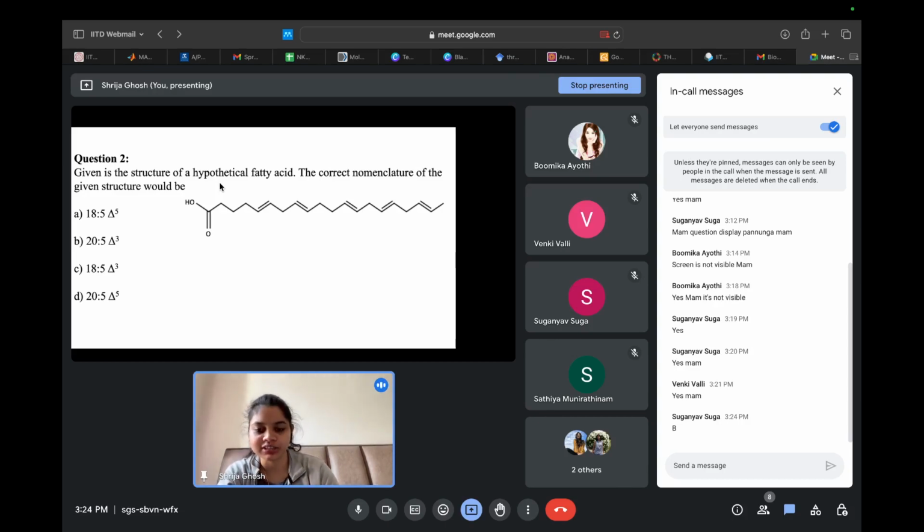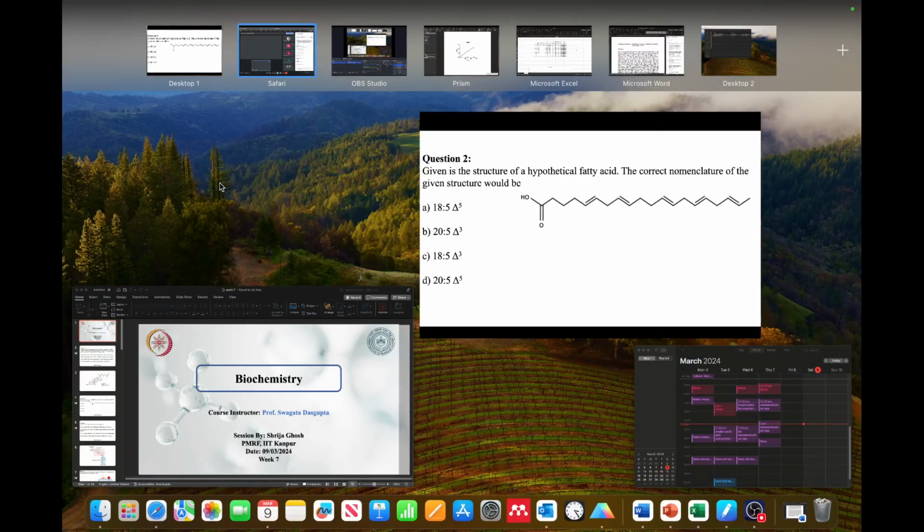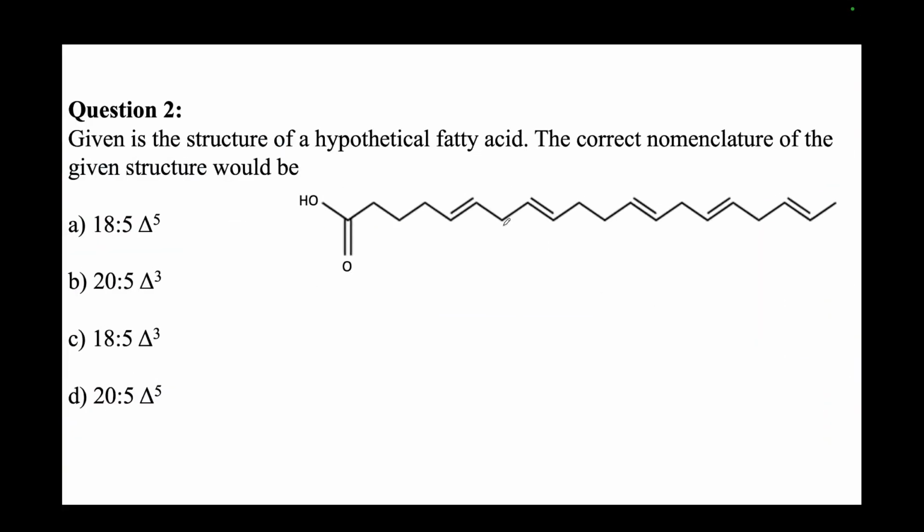Okay, let's see now. I also don't know the answer. We will calculate the answer. Okay, so we have option B. Let's see if that's the correct answer or not. So now how to name any fatty acid? So we have to start counting the number of carbons. So we will start from here.